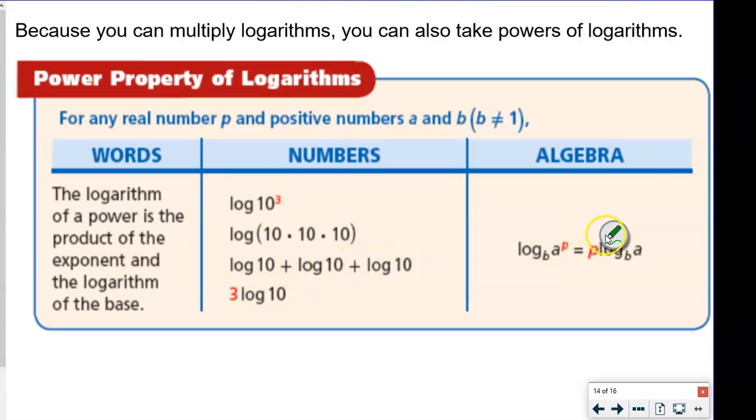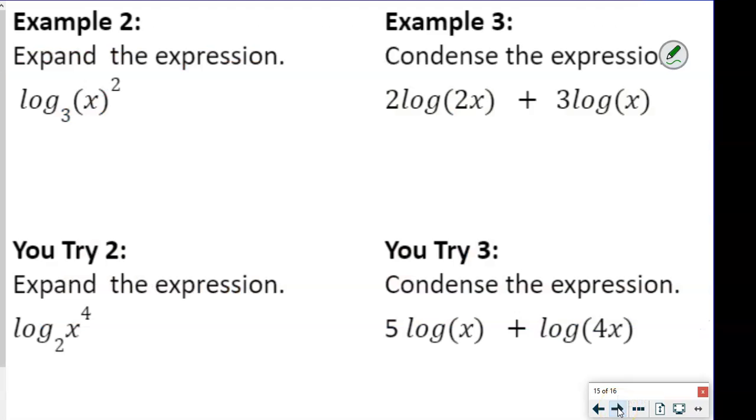So here's the big idea, okay? So when we have log base b of a to the p power, we can actually take that exponent right here, we can move it out front, which also means we could go the other way. So if it has a coefficient out front, then we can move it back over here as the exponent. So that's what we're going to do next, okay?